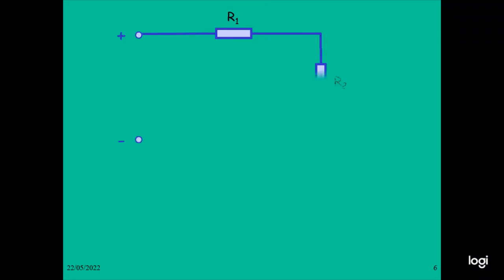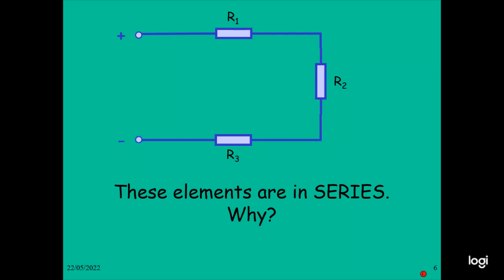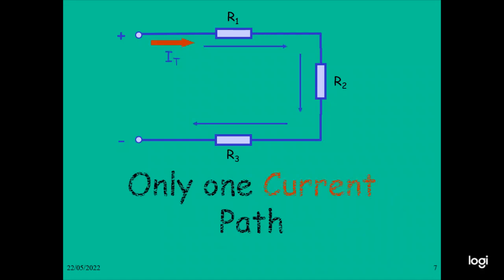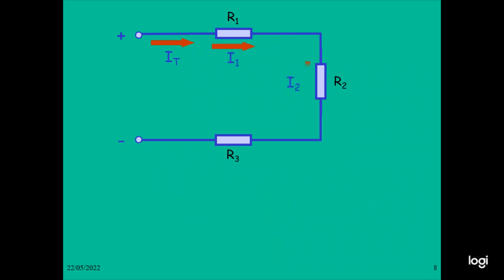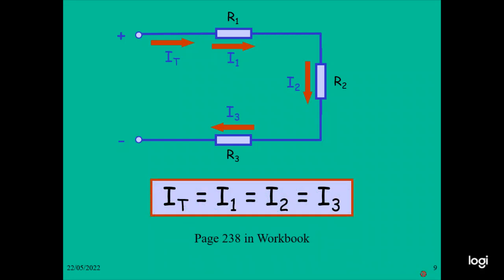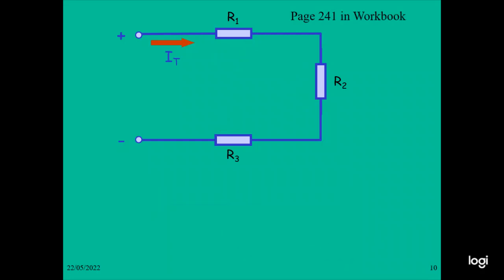So this is the connection of series circuit, R1, R2, R3 connected in series. These elements are in series. When the electrical current flows, there is only one current path. So the currents I1, I2, I3 are the same. The same current flows through each element, the current ID. ID equal to I1 equal to I2 equal to I3. So this is the ID current flow rate.